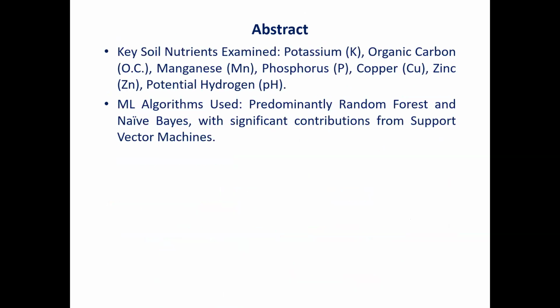As I said, the soil nutrient values used here are potassium, organic carbon, magnesium, phosphorus, copper, zinc, and the pH values. Most of the time, the basic values we are using are the NPK values. Those are the main values used here, the NPK values. And some other algorithms are also used here.